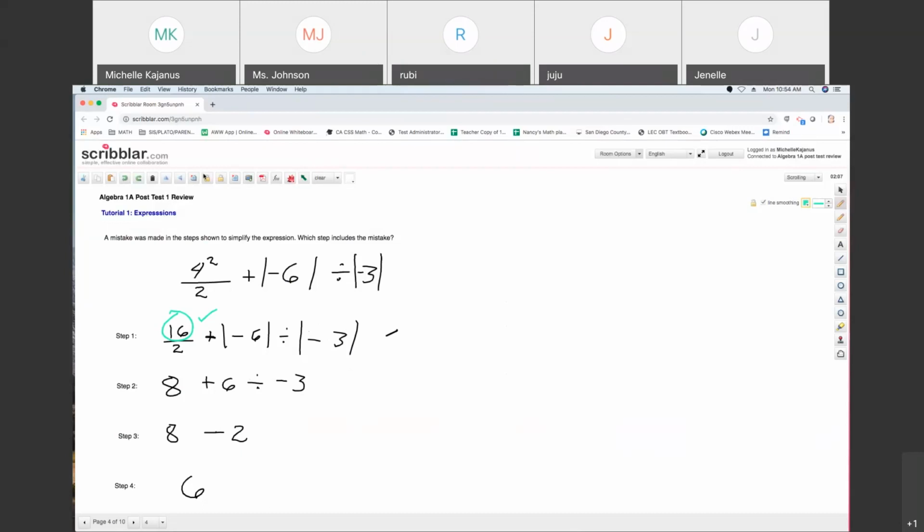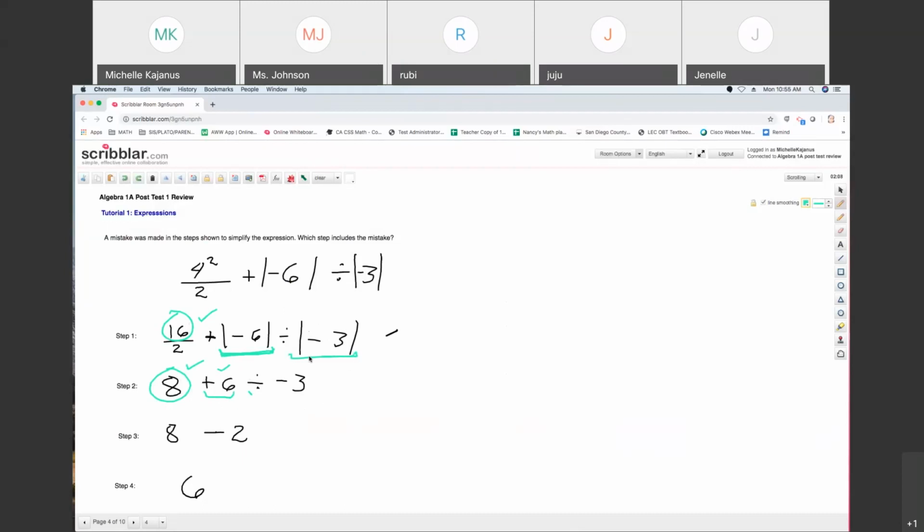Okay, let's go to the next one. The next one is 8, and we get that from 16 divided by 2. Okay, so that's good. An absolute value that's inside of the absolute value will turn out to be positive. This is +6. Okay, so that's good. You have divided by -3.